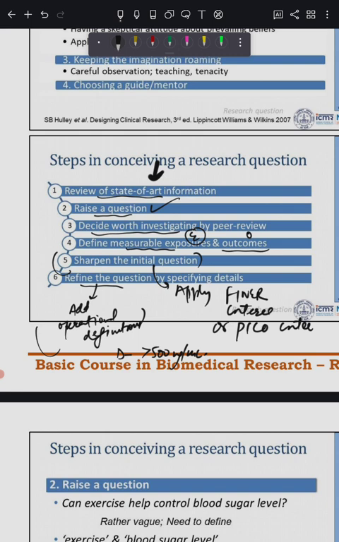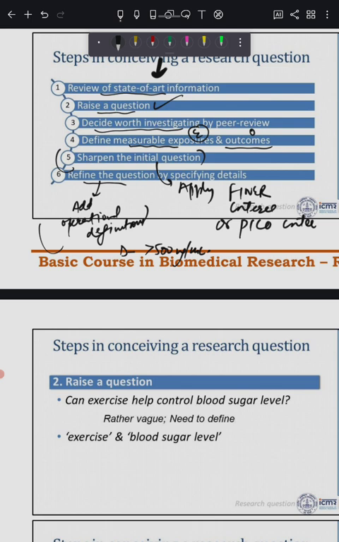If I were to keep a mnemonic to remember this, I will keep RDMSD. R is you do a review of current knowledge, you raise a question, you decide whether it is worth investigating. You can also keep P for peer review. Then you define measurable exposures and outcomes. Then sharpen the question by applying PICO or finer criteria, and then you define your study specifics, for example, for operational clarity.